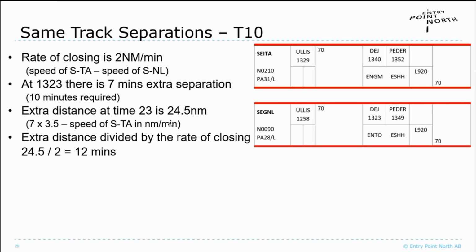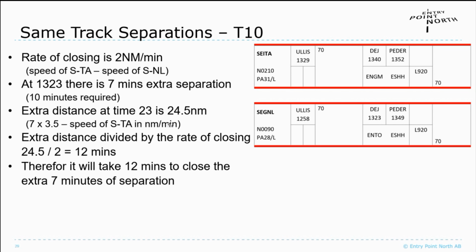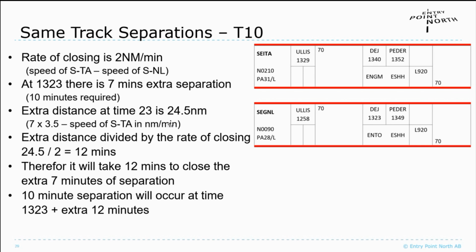It's going to take 12 minutes for Sierra Tango Alpha to fly that extra distance and then be only 10 minutes flying time between the aircraft. So now we know it's going to take them 12 minutes to close the extra 7 minutes. And remember, in this scenario, we've based it on Sierra November Lima's Deya time. So the Deya time is at time 2-3. We add the extra 12 minutes, and then we have time 3-5.